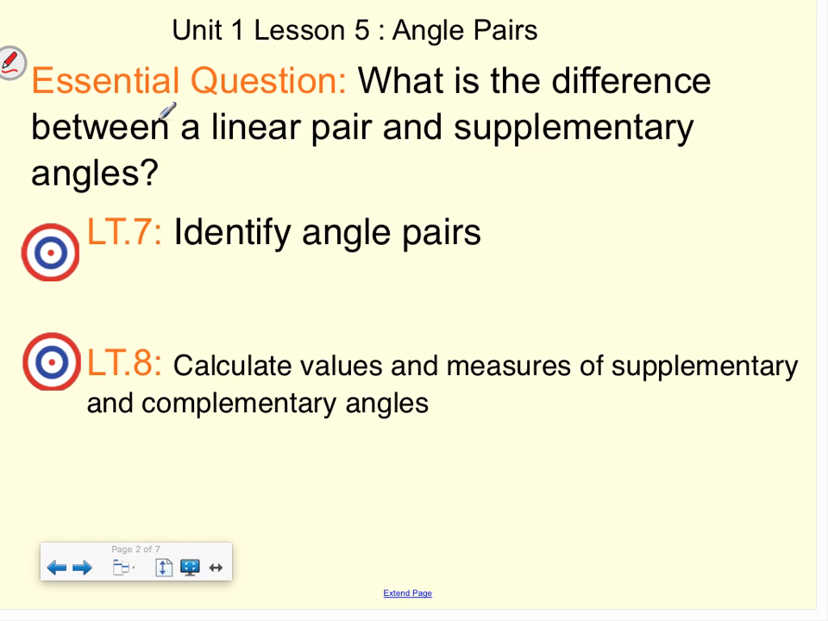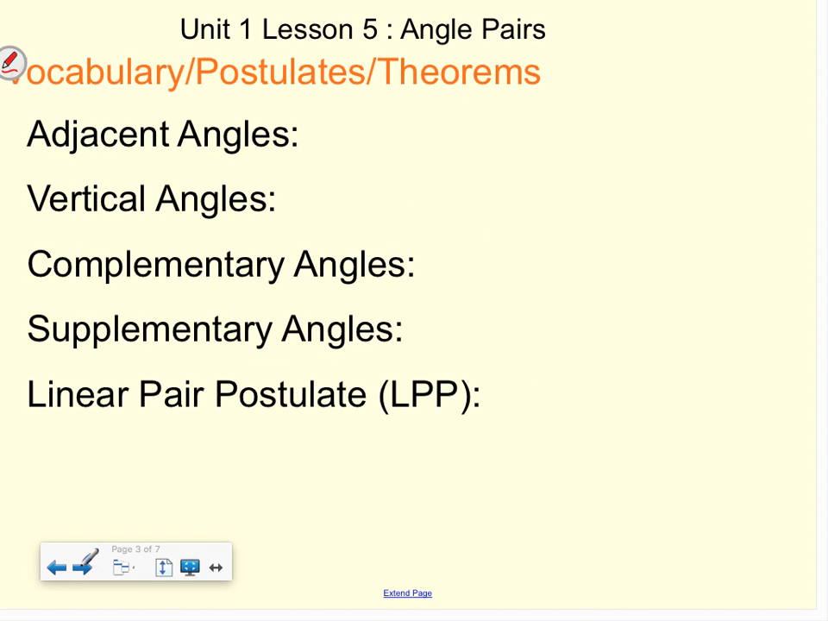Today we are moving on to lesson 5, angle pairs. Your essential question: what is the difference between a linear pair and supplementary angles? Two things that we'll be defining in a second. Your two learning targets, the two things that you need to know for your test. Learning target number 7, identify angle pairs, and learning target number 8, be able to calculate values and measures of supplementary and complementary angles.